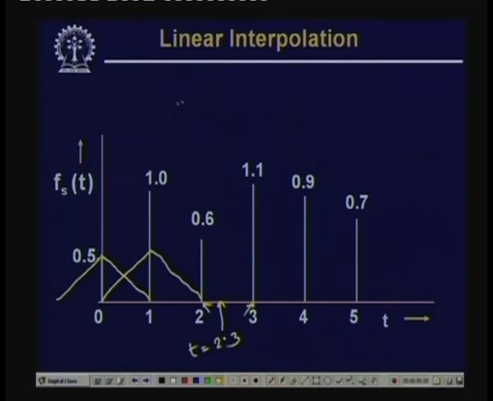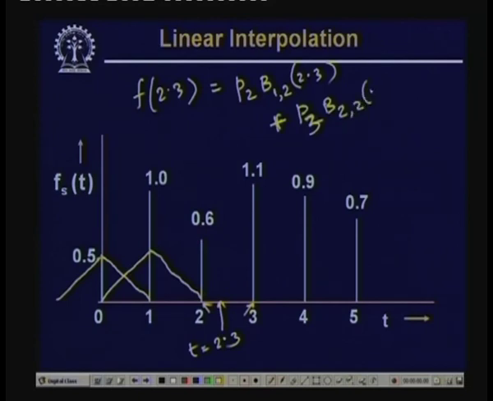Okay. And in this particular case, I will have f 2.3, which will be nothing but p 2, then b, because I have to make it I minus 1 in this particular case. So, this will be equal to p 2 into b 1 to 2.3 plus p 3 into b 2 to 2.3, just this.